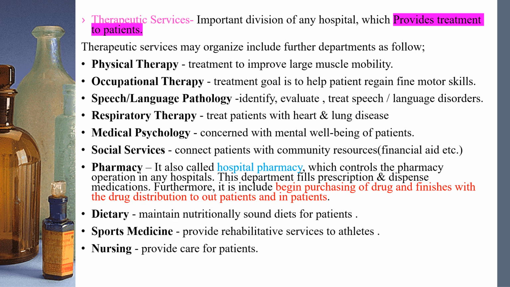Okay, so physical is what which is used basically to improve large muscle mobility. Occupational is something which we help patient regain their fine motor skills. Speech will be related to the speech disorders. Respiratory is something which is related to heart and lungs. Medical psychology is something which is being related to mental well-being of the patients. Social service is something which is patients. Dietary service includes all the diet which is required by the patients. Then we are having sports medicine and nursing.